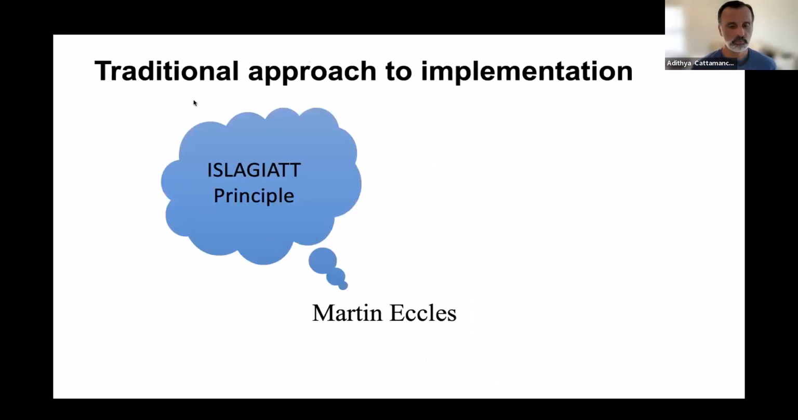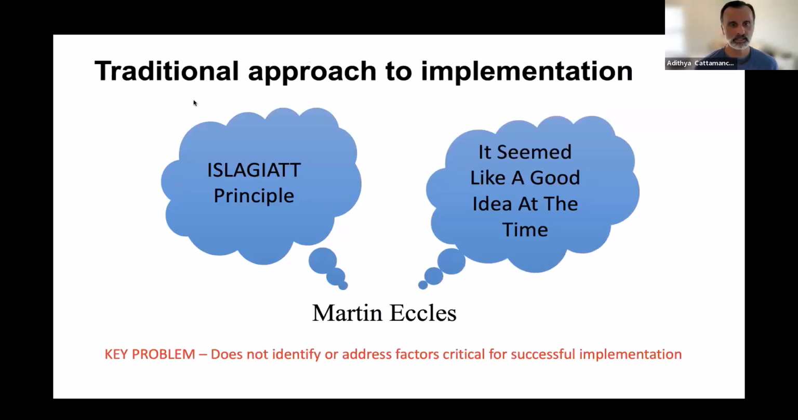So part of it is a traditional approach to implementation, which Martin Eccles, who is one of the founders of implementation science, described as the Islagiat principles. And what that stands for is it seemed like a good idea at the time. And so what this means is that when we think about an intervention, we try to put it into practice. We don't really have a plan for doing it. We try something out and hope it works. And if it doesn't, we try something else. And so the key problem is that we don't really try to identify or address factors that are critical for successful implementation. And it's just a test different things and try what works approach.